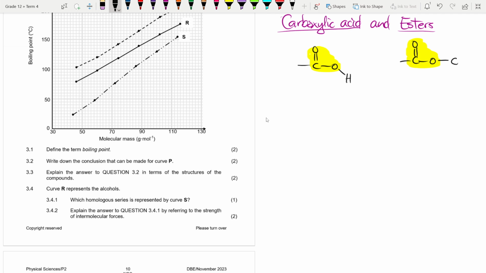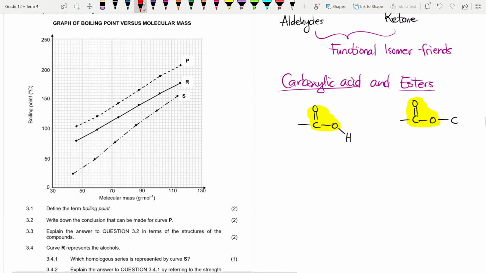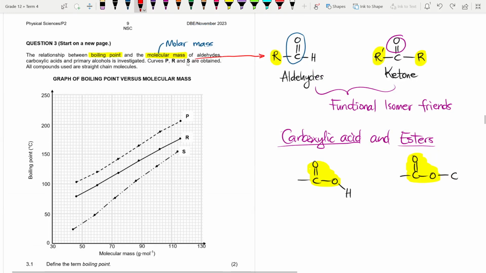Okay, then 3 point. By the way, this is boiling point on the Y axis, and then there's molecular mass on the X axis, and then we have P, R, and S here on our graph. They say the curves P, R, and S. Oh, I didn't finish actually reading the question.